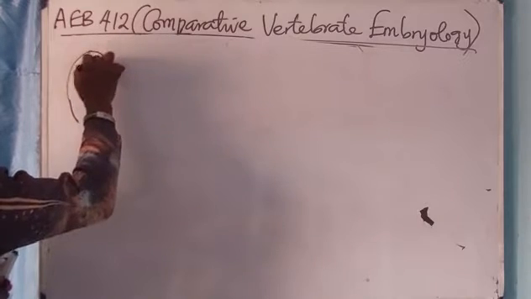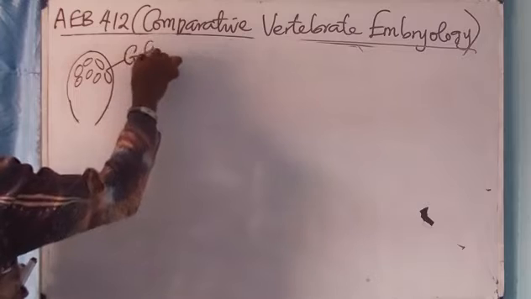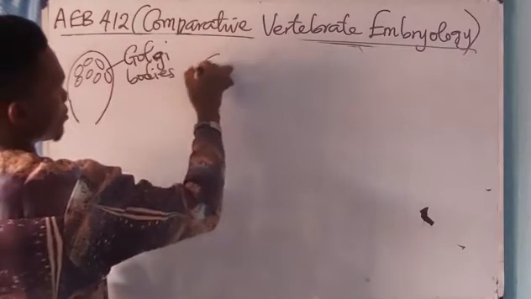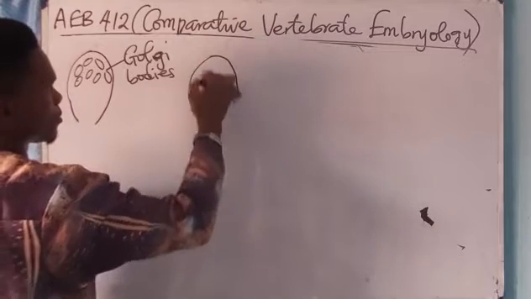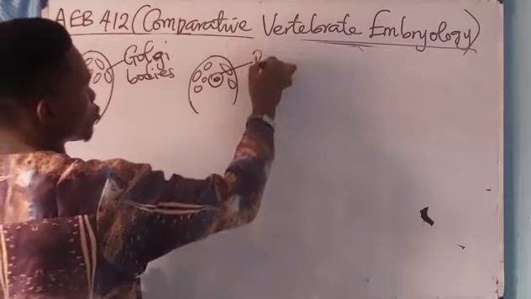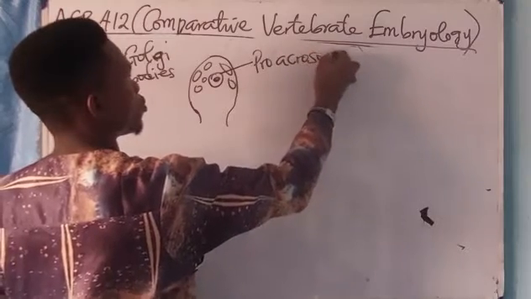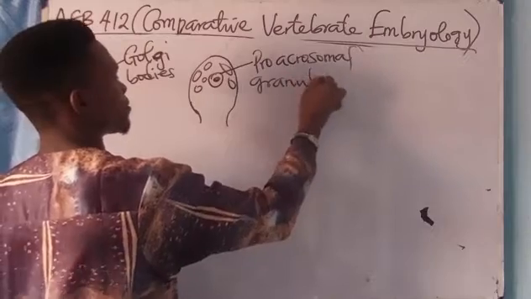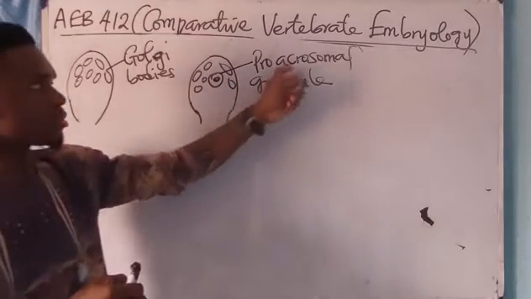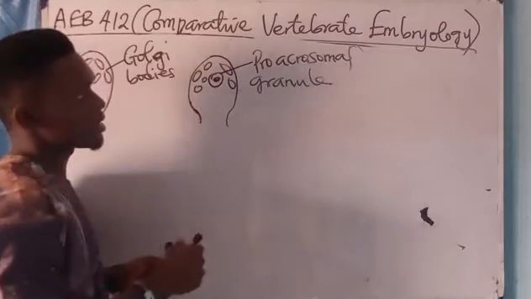You have, now, these are Golgi bodies. Now I have another one. This is a proacrosomal granule. You can see Golgi bodies would arrange themselves around the vacuole, then to produce what? This proacrosomal granule is found inside the vacuole, which is this one. I told you that this proacrosomal granule will increase in size to produce.